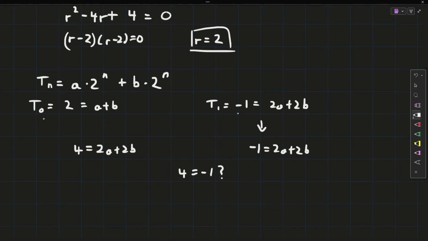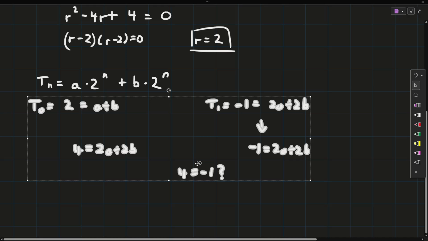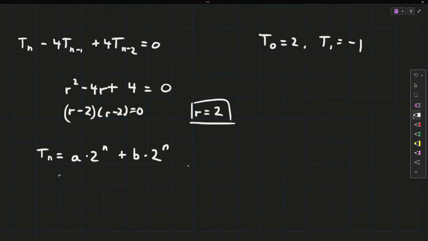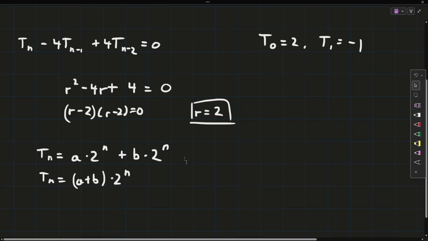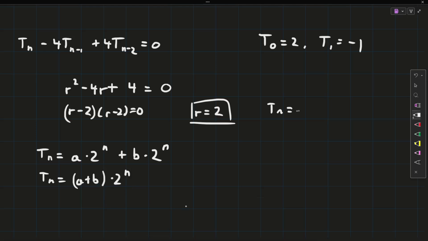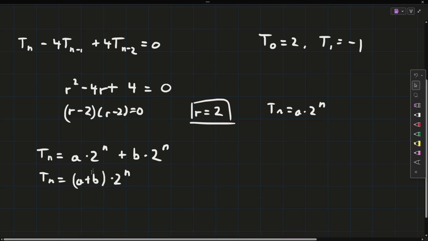However, the problem with this, I'm just going to get rid of this part because we know that it doesn't work, is we can actually factor out a 2 to the power of n here, and we get that tn is equal to a plus b times 2 to the power of n. So you can actually see here that this is the exact same as writing tn is equal to a times 2 to the power of n, because a plus b is just a number, so this is just like having one term. So that's the reason it doesn't work. It's like the reason that it didn't work in the last video.